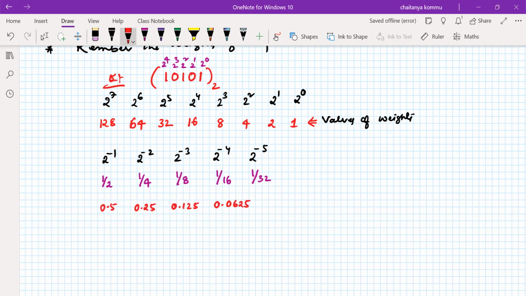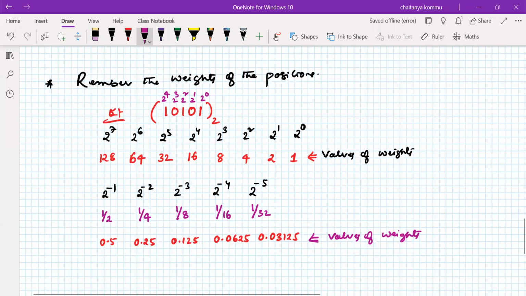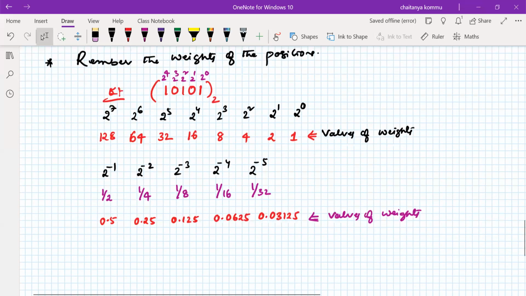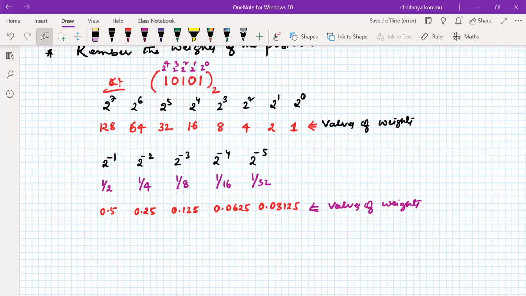Okay. So what about the next one? 0.03125. So these are the weights. It is recommended to remember the values of weights at the fractional side. So integer sides we have seen like that, and fractional sides we have seen something like this. Are you agree with me?